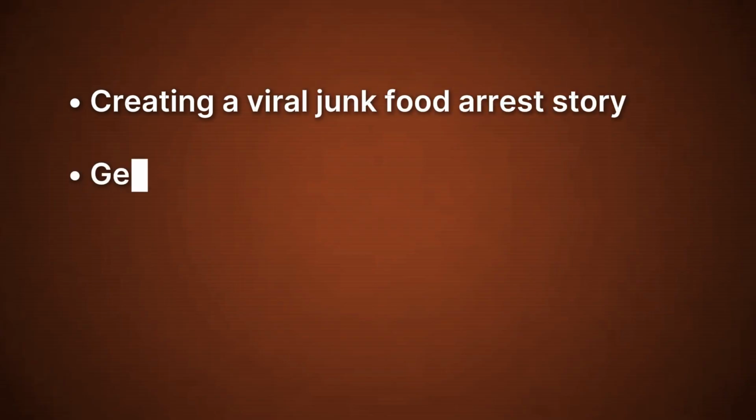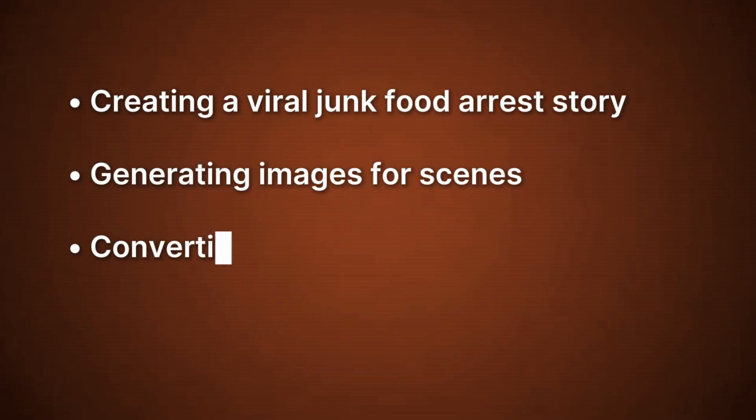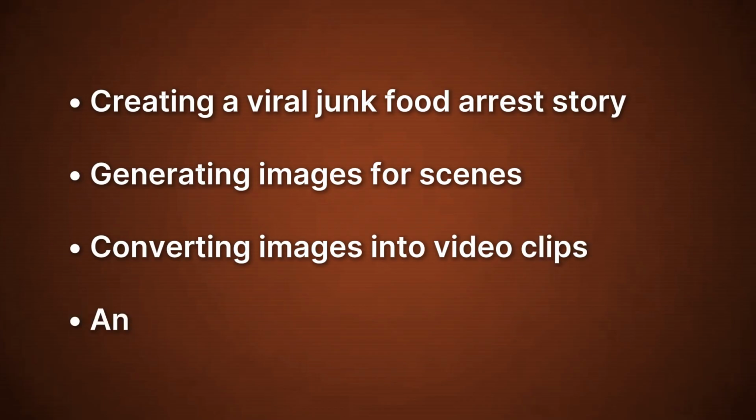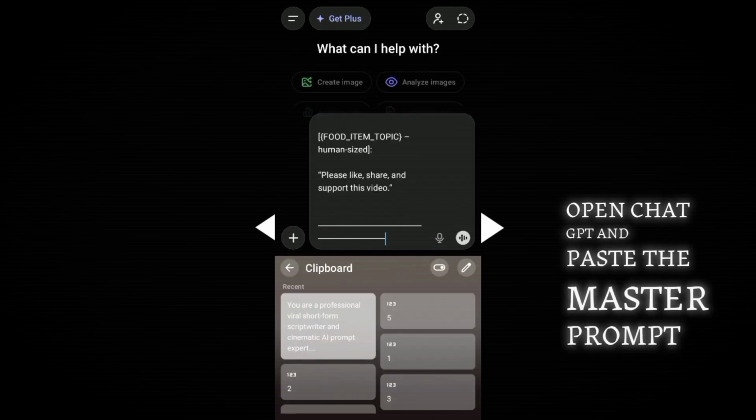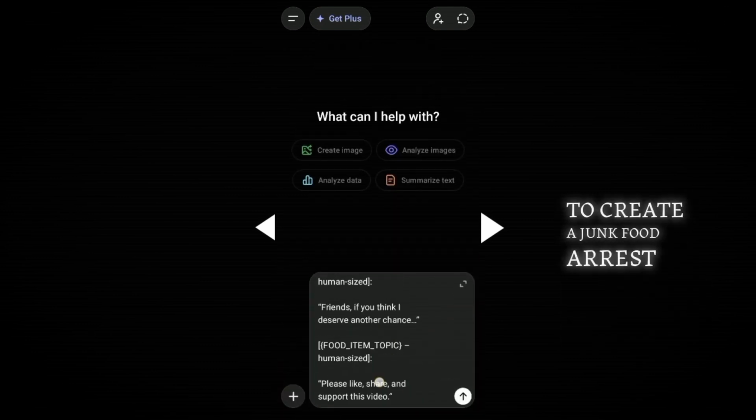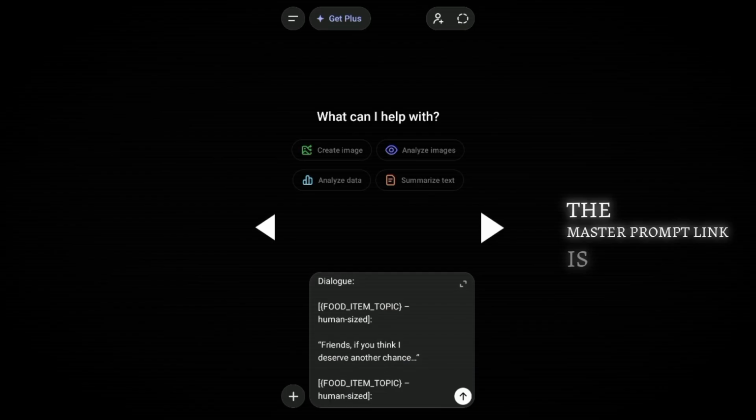So let's start. We need to cover these steps: creating a viral junk food arrest story, generating images for scenes, converting images into video clips, and finally, editing. Step 1. Open ChatGPT and paste the master prompt to create a junk food arrest story. The master prompt link is in the description.